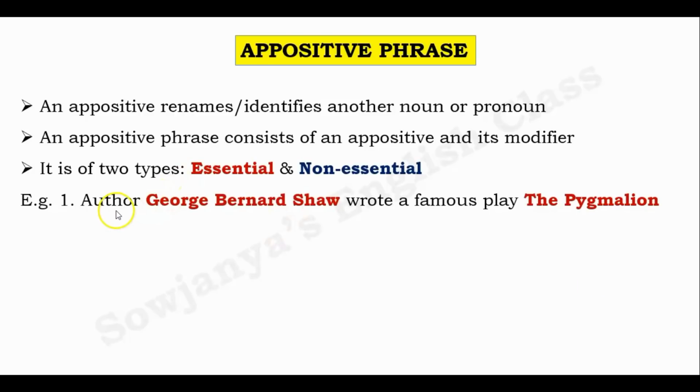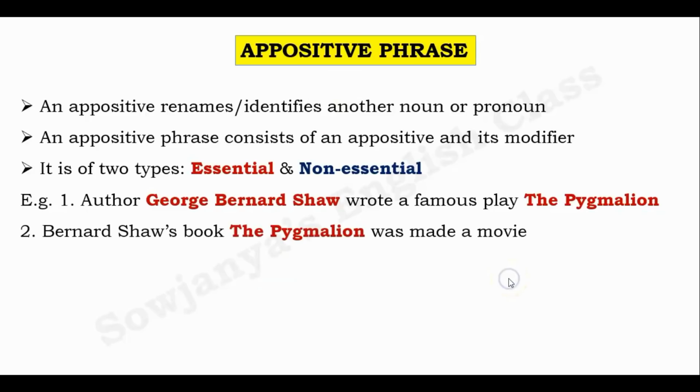Here if we simply mention author without mentioning George Bernard Shaw, it doesn't make sense at all. Which author? Immediately people will ask. And wrote a famous play. Which famous play? The Pygmalion. You have to mention these two in this particular sentence, so these two become essential appositive phrases. You can't separate them. Bernard Shaw's book, The Pygmalion, was made a movie. Which book of Bernard Shaw was made a movie? The Pygmalion. Here, The Pygmalion is an essential appositive phrase.